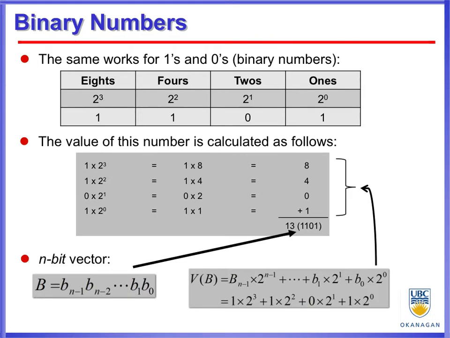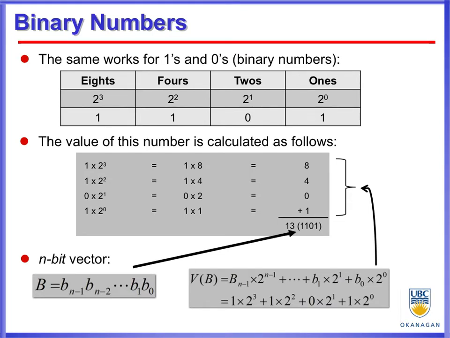So our placeholder values are no longer 1, 10s, hundreds, thousands. It's 1, 2s, 4s, 8s. You just keep multiplying by 2. Okay, but the same process is involved.